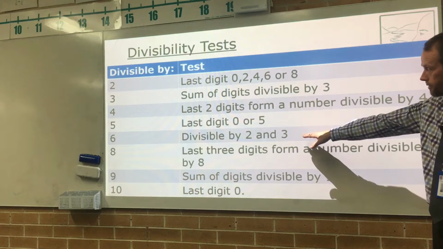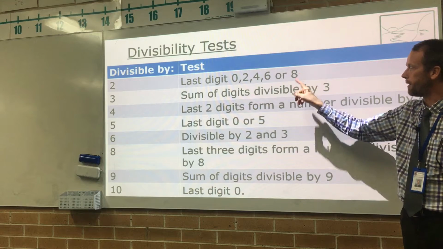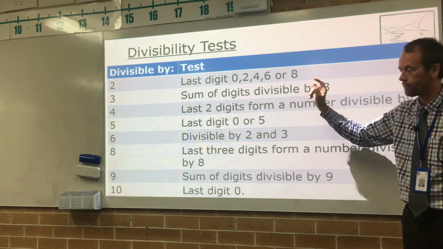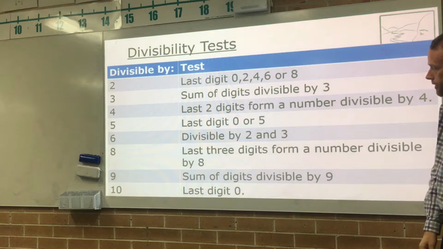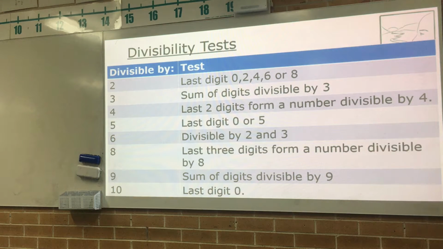For 6, it's got to be divisible by both 2, so it's got to be an even number, and the sum of the digits have to add to something divisible by 3. So that's for 6. For 8, sorry, we don't have one for 7. It's too hard. But for 8, last 3 digits form a number divisible by 8. All right, the last 3 digits in that case.